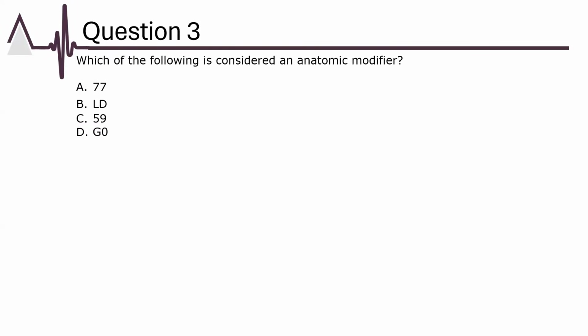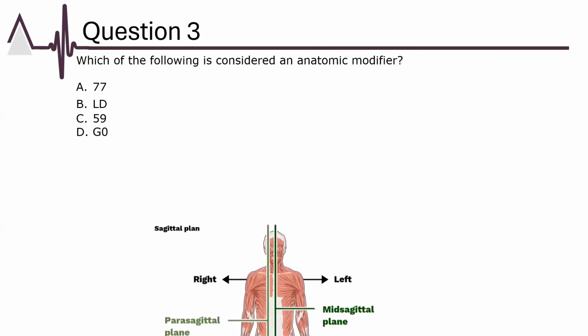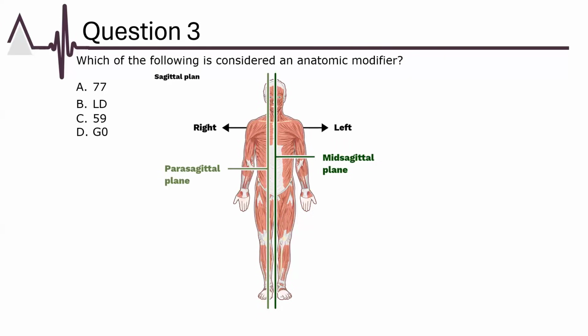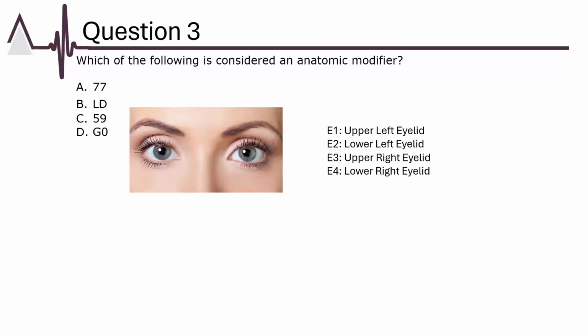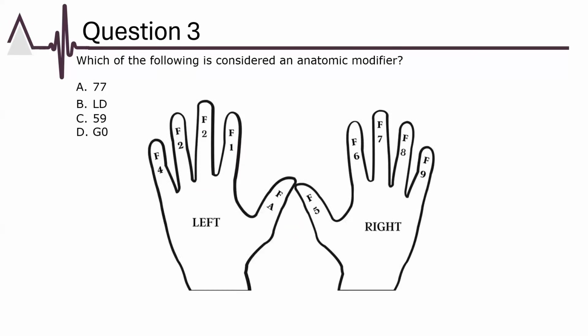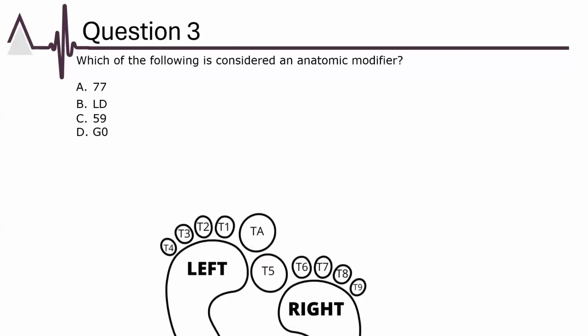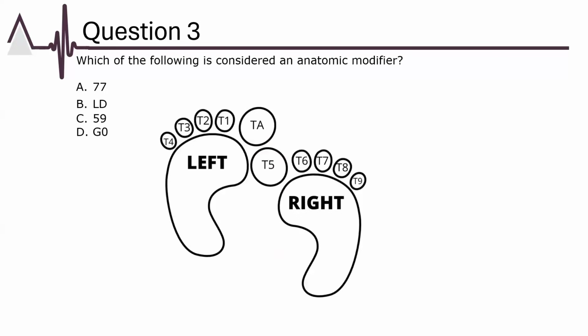Question 3. Which of the following is considered an anatomical modifier? 77, LD, 59, or G0? Let's review our anatomical modifiers first. The most obvious is right and left. Next are the eyelid modifiers, which are E1 through E4. FA and F1 through F9 are for fingers. TA and T1 through T9 are for toes.